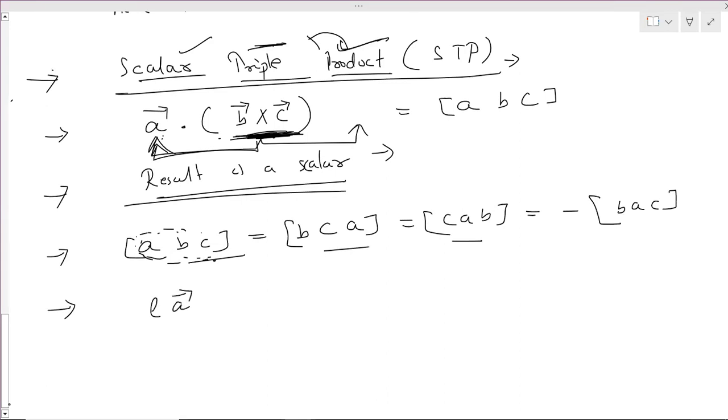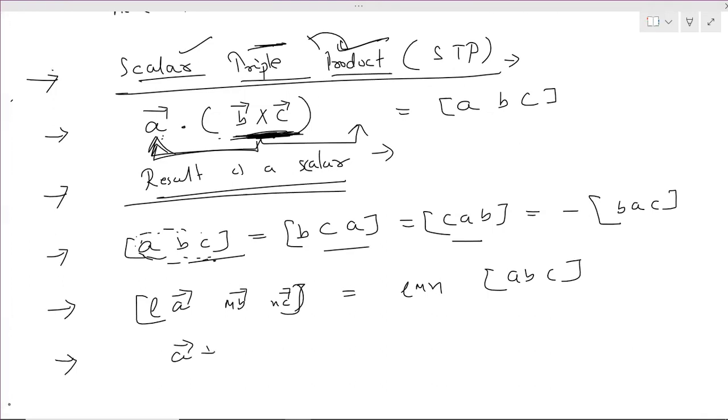If you multiply a constant here, then the constant comes outside, and this will be equal to the constant times ABC. What else? Another property: A plus B, C and D. Suppose you have this, then you can write it as ACD plus BCD.